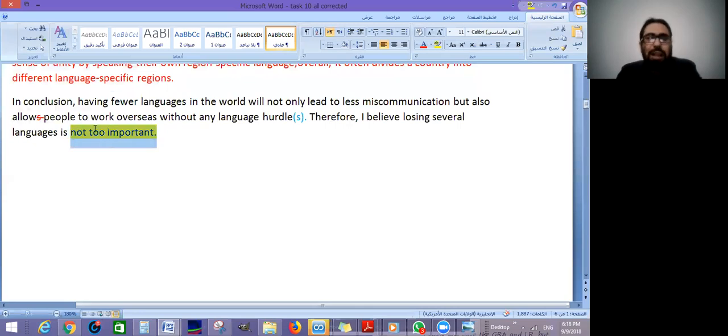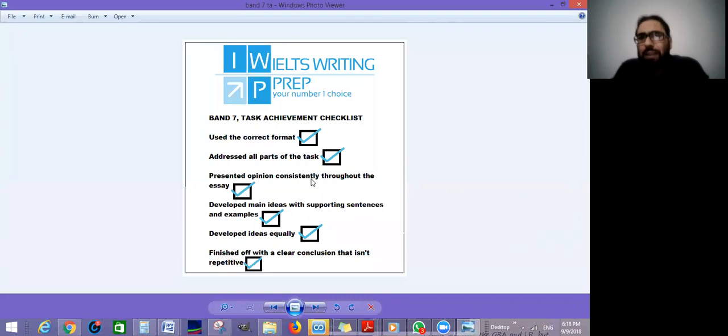And this is what I don't like, because here it says it's not too important. He's talking about losing languages or languages dying out being significant. And then in the end, we talk about it being not important. So when we go back to that TA list that I had, use the correct format. Okay. Address all parts of the task. Let's say, okay. Present opinion consistently.